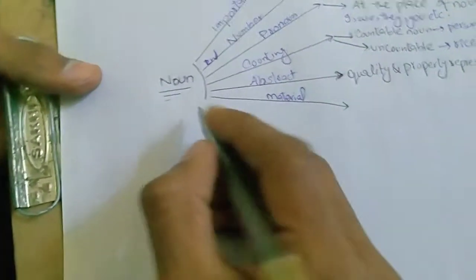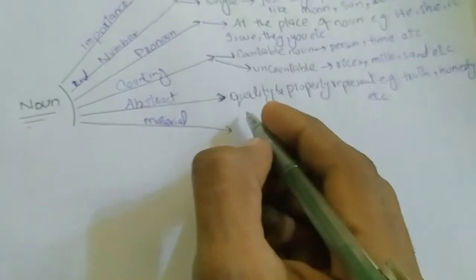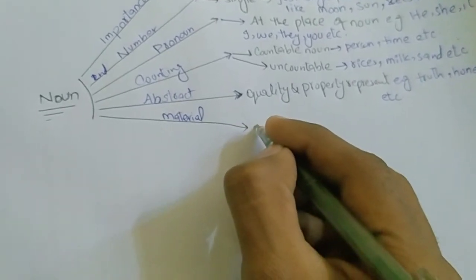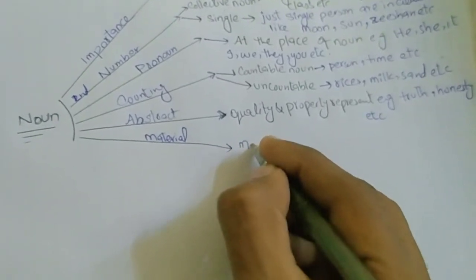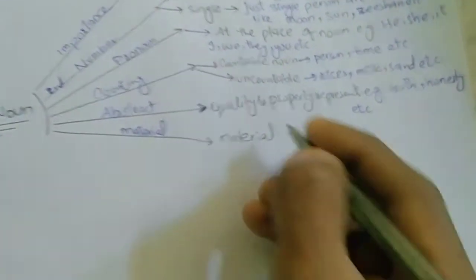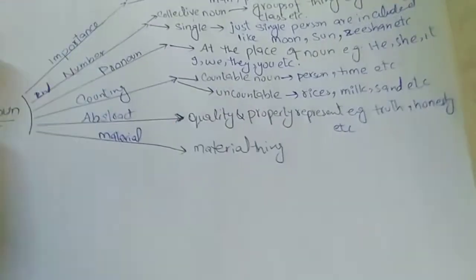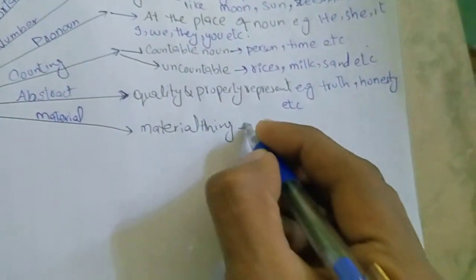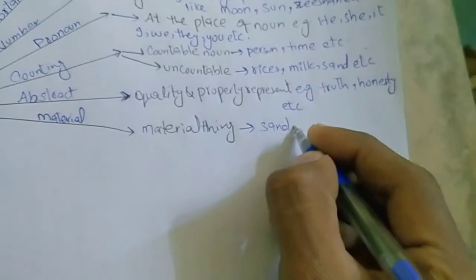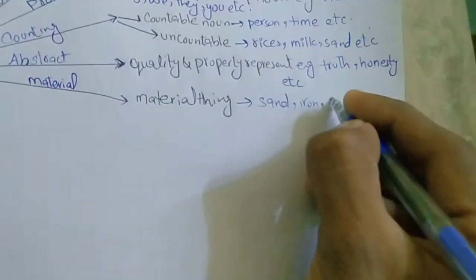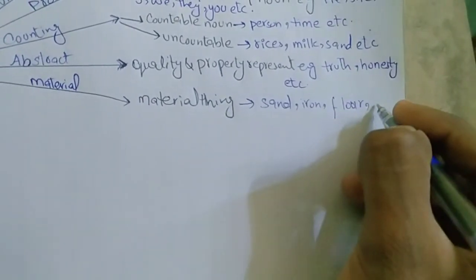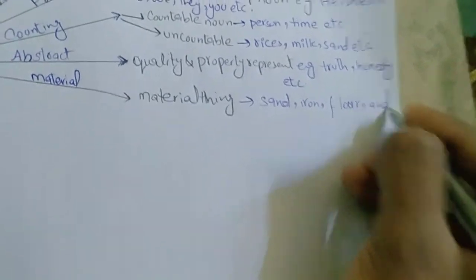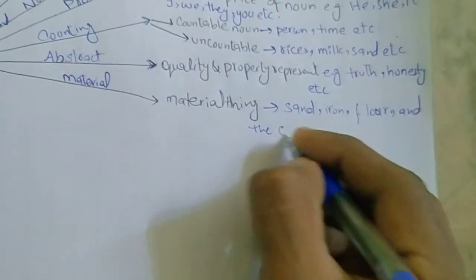Then we are going to the last part of the noun, which is material noun. As name shows, noun of material thing. And the example is sand, iron, floor, and cement.